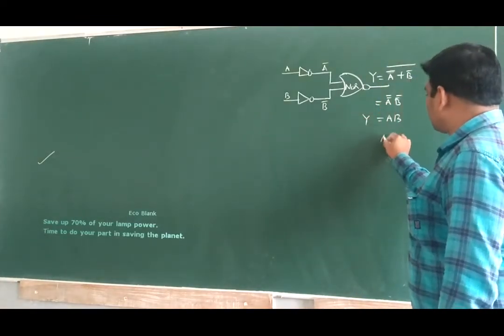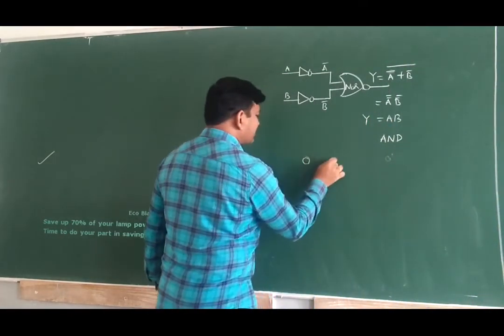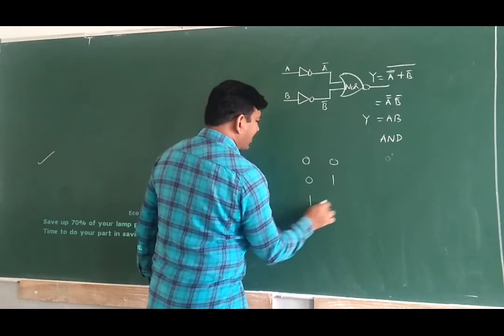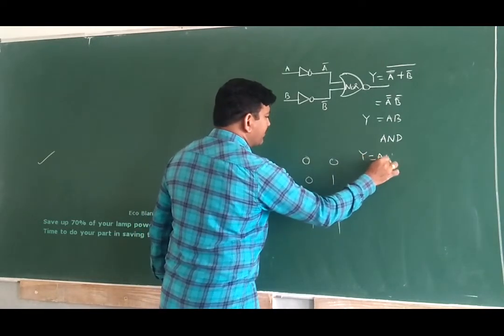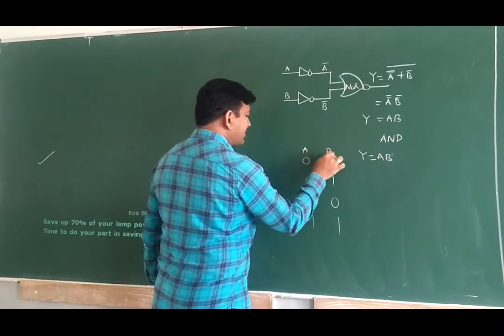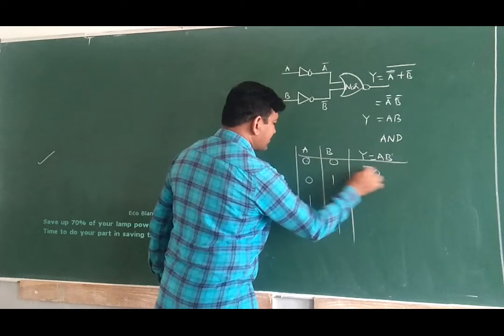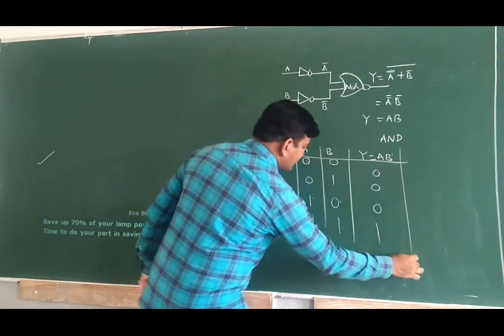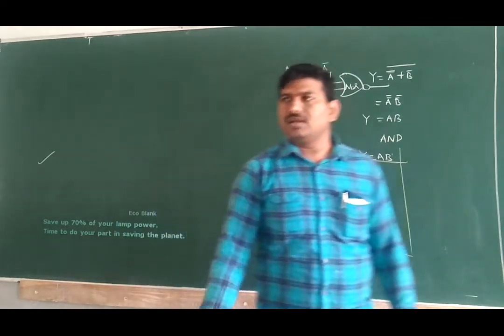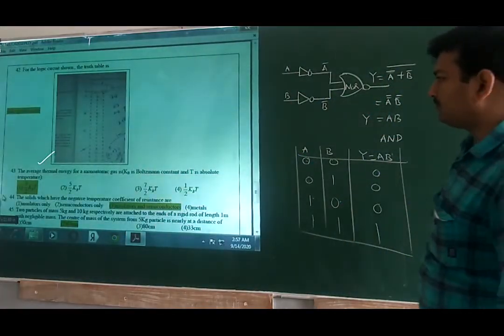This is an AND gate. What is the truth table for an AND gate? The AND gate truth table inputs are 0 0, 0 1, 1 0, 1 1. For the AND gate, Y is equal to A into B. This is A, this is B. 0 into 0 is 0, 0 into 1 is 0, 1 into 0 is 0, 1 into 1 is 1. So this is the right truth table for the given question. So that is the fourth option.